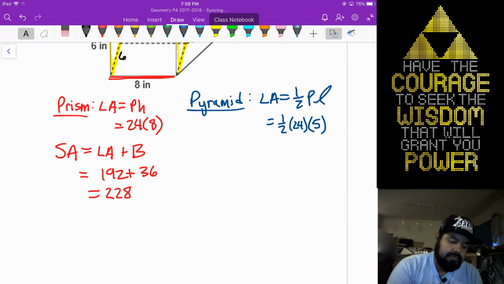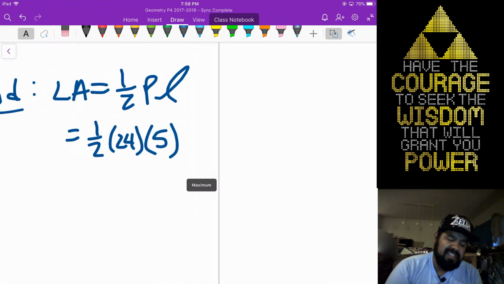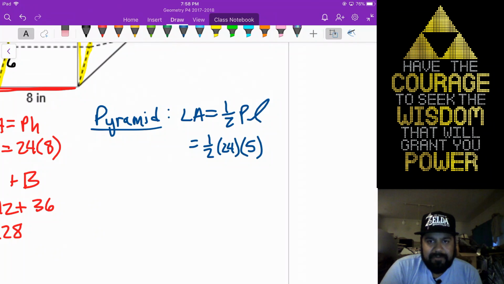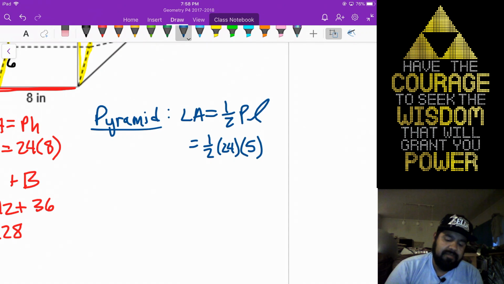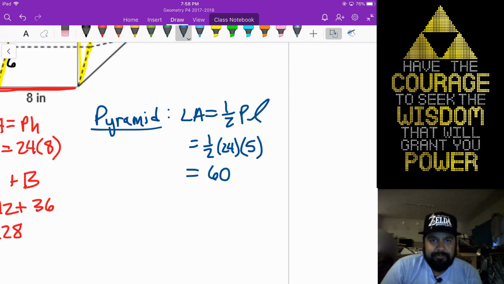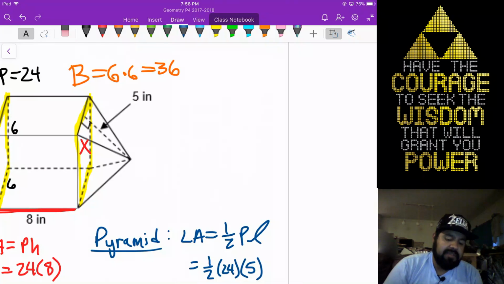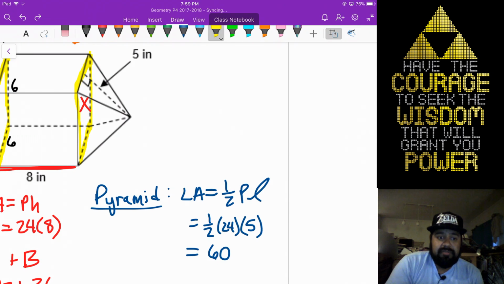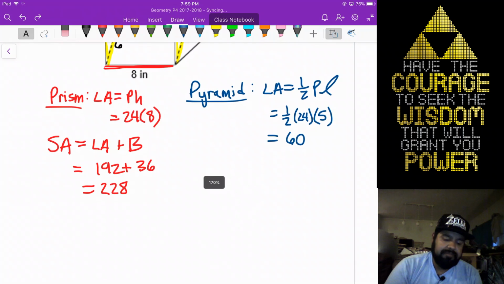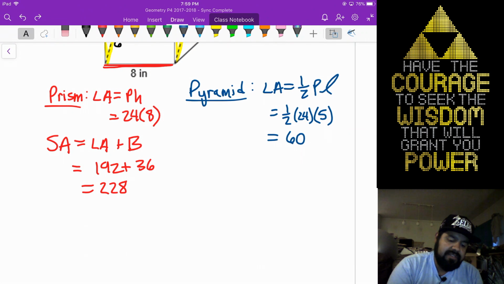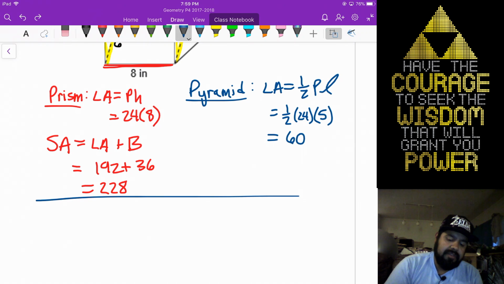Sweet. So now again, Adam, you know what, I'll do this one. 1/2 of 24 is 12. 5 times 12 is 60. That's our lateral area. Do we need to do surface area? Well, remember that a pyramid only has one base, and this base is covered. It's covered right here. So we don't need to do surface area because the base is covered. Now for both of these, I need to cover their respective volumes.